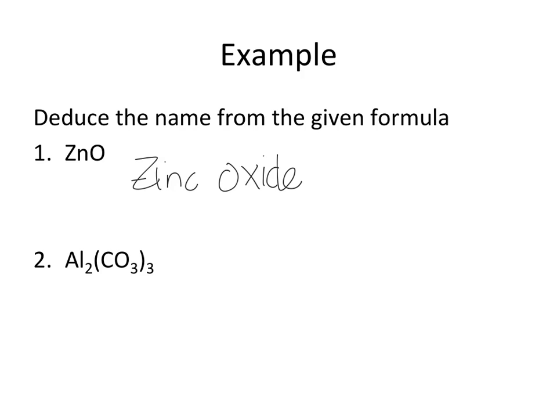Done. Second one, we have AlCO3. So Al is aluminum. So aluminum.